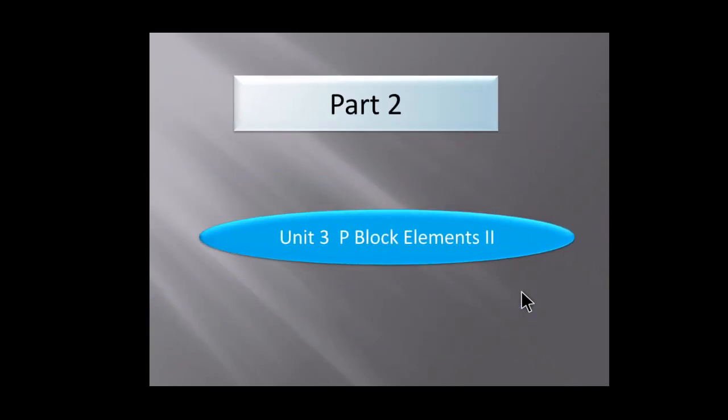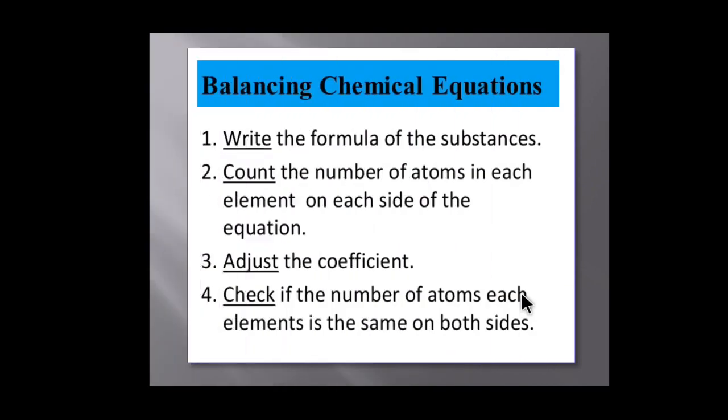In this session, I am going to explain Unit 3, P Block Elements 2, Part 2. Before we enter the topic, we must know how to balance a chemical equation. The first rule: write the formula of the substances. Second, count the number of atoms of each element on each side of the equation. Third, adjust the coefficients. Fourth, check that the number of atoms of each element is the same on both sides.